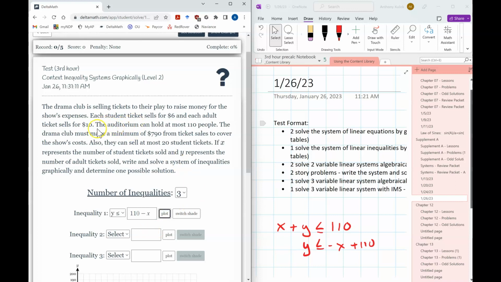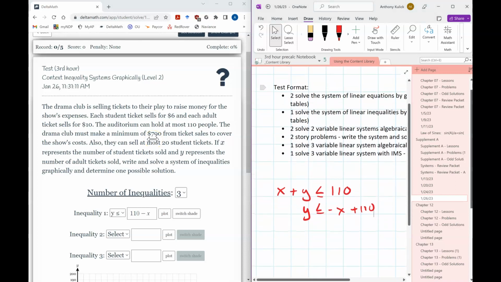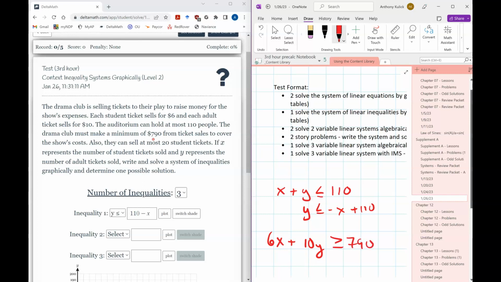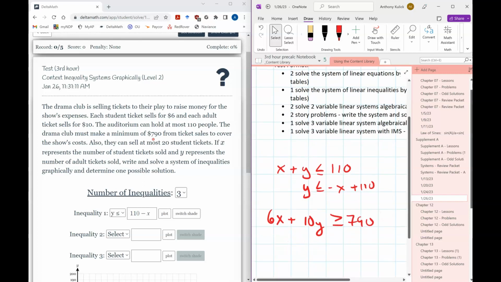And then it says must make a minimum of $790. So 6X, $6 per student, and then X students. $10 times Y, $10 times the number of adults, has to be at least $790. So I'm going to rewrite that as Y is greater than negative, we'll say 10Y, 6X plus 790.